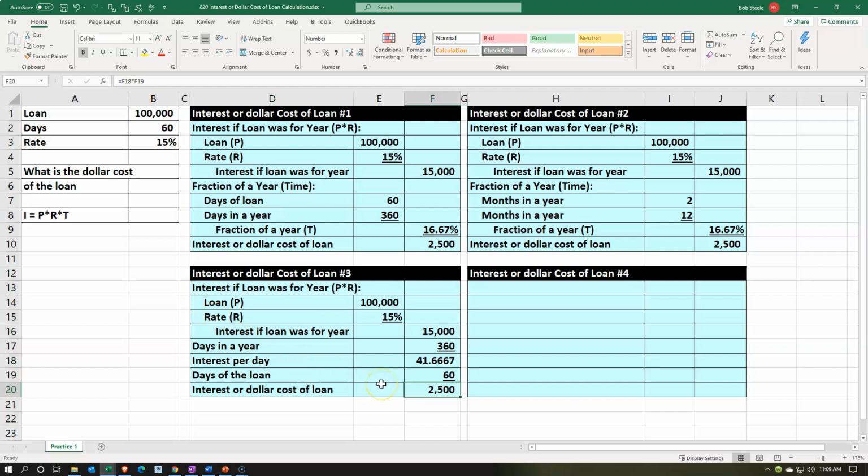So another kind of useful way to see it, as long as it's doing the same thing as the fraction, but now we're just breaking the fraction down to a per day unit and then multiplying it times the number of days in the loan.